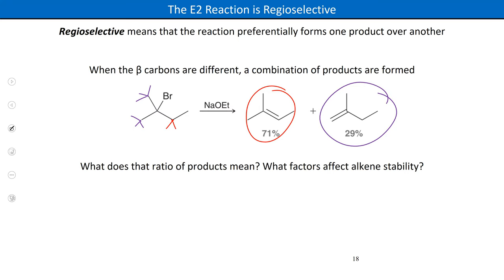And it can't just be sterics, because sterics would predict that this has less steric strain, we would think, because it has smaller, only two groups attached. So it seems like this should be more favored by sterics and by probability. So something else is happening.